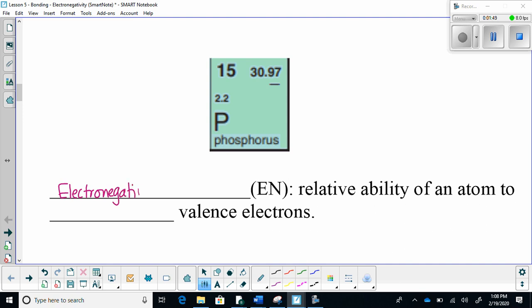Electronegativity, which I will call EN for short, is the relative ability of an atom to attract valence electrons. It's almost like the atoms are playing tug of war with the valence electrons. Who gets the electrons? Who gets to hold on to more of the electrons? That's all going to depend on the electronegativity number. This number here on our periodic table is our electronegativity number, my EN.